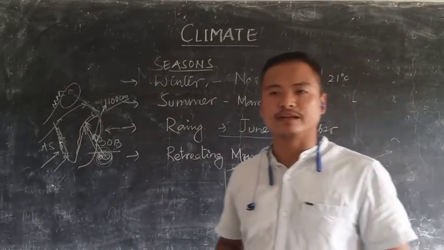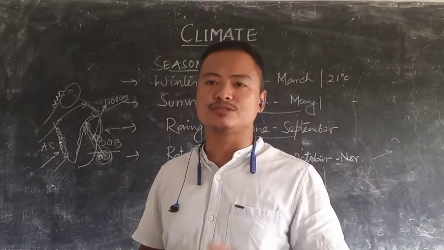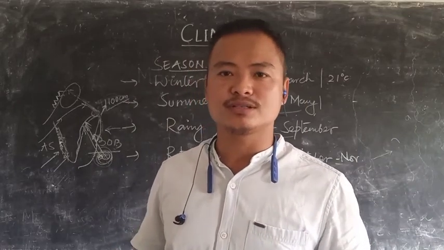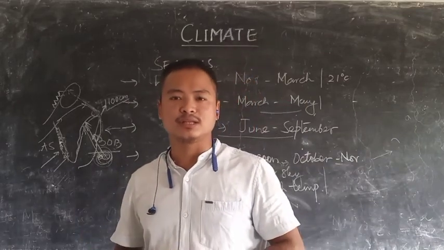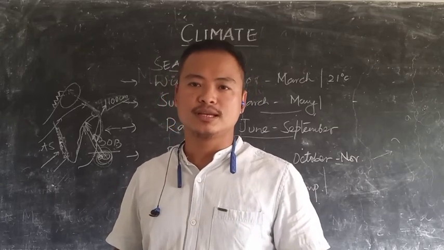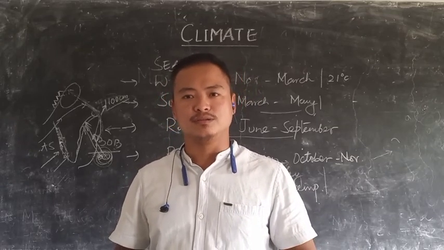While the southern part of India does not experience a huge seasonal variation, because it is located very close to the equator and also because it is in closer proximity to water bodies.